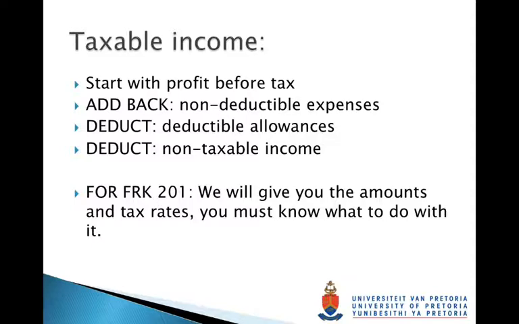And then for FRK 201, we will give you the amount and the tax rate. You must just know what to do with it. So, for example, we will give you the profit before tax, and then we will tell you that for accounting you have written off depreciation of a certain amount, but tax allows a wear and tear of a certain amount. That means you need to add back your depreciation and deduct the deductible allowances, and the deductible allowance in this case will be wear and tear. And then we will give you the tax rate, and you must just know what to do with it.